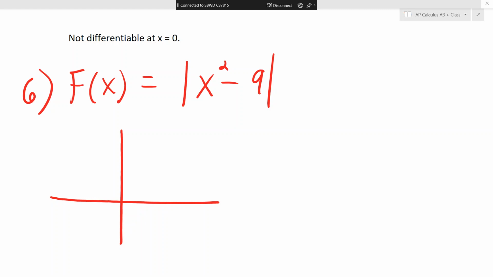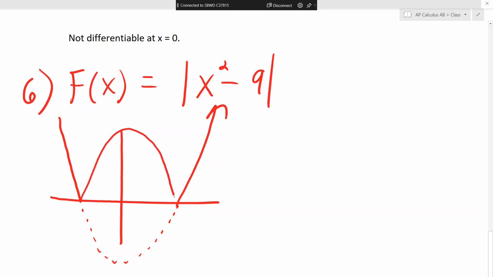But anyway, x squared minus 9 should come down like this, and it should keep going. It should come down and then go back up like that. But the absolute value forces the negative part to bend upward, thus creating corners. W. Okay, W for Wayne. That's my middle name.